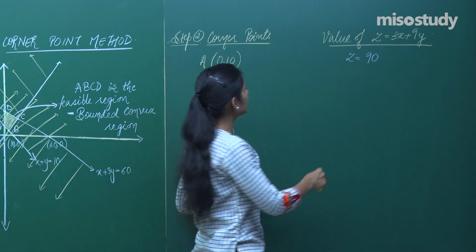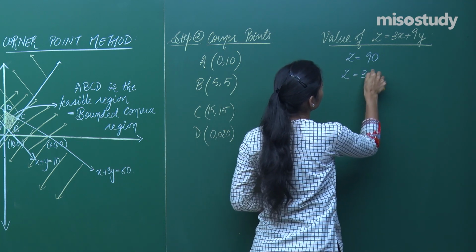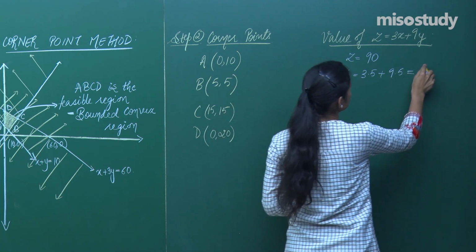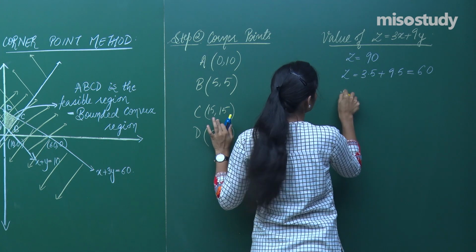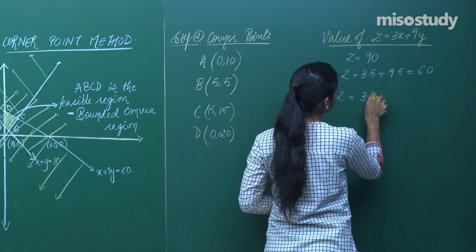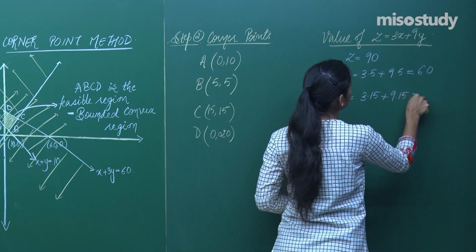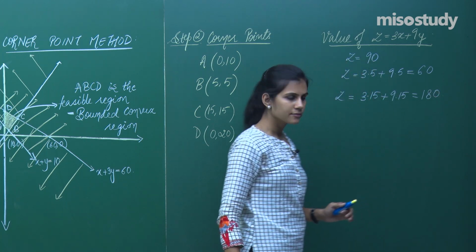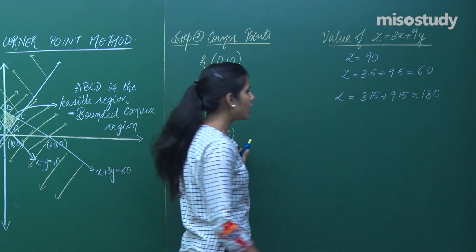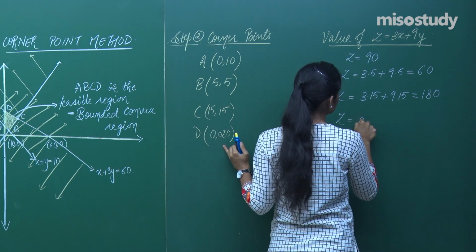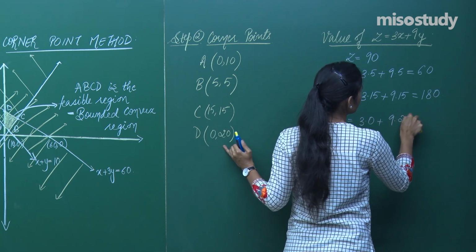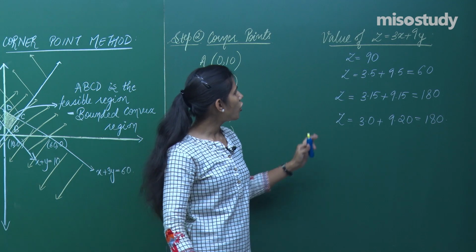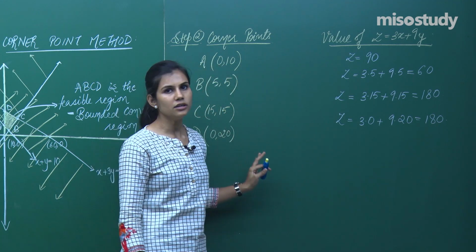X is 5, y is 5, what is z? 15 plus 45, that gives you 60. Then you have x is 15, y is 15. 3 into 15 plus 9 into 15, that is my z. This is going to give me 180. And then I have x is 0, y is 20. This is z, that is 3 into 0 plus 9 into 20, 180. So I have obtained the value of the objective function at each of the corner points.